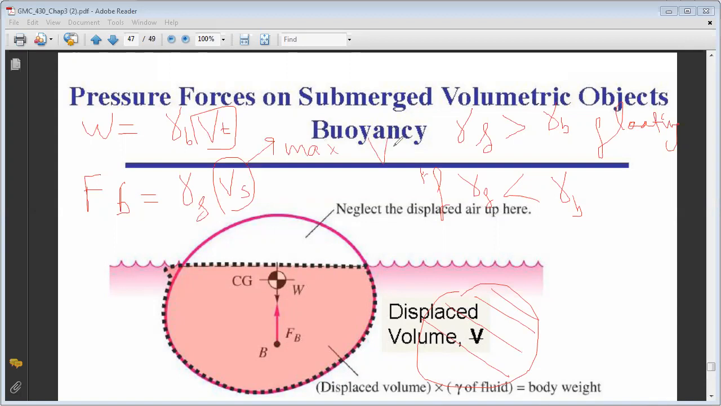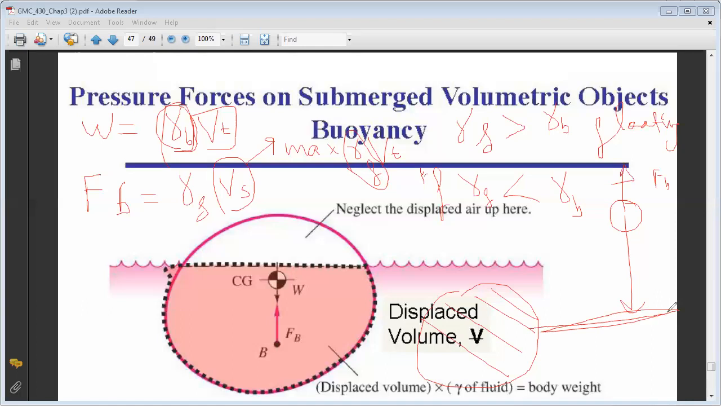So since the maximum possible value is V total, and we have that buoyancy force is gamma fluid times V, the maximum possible buoyancy is gamma fluid times V total. However, for the weight, it's gamma body times V total. So this term will always be larger than the buoyancy force because gamma of the body is larger than gamma of the fluid. So in case gamma fluid is smaller than gamma of the body, the body will continue to move downward because the weight will overcome the buoyancy force. It will continue to move downward until reaching a certain ground level.